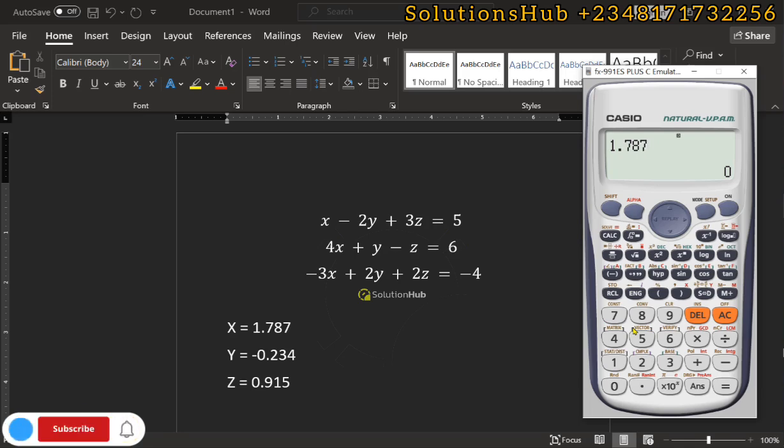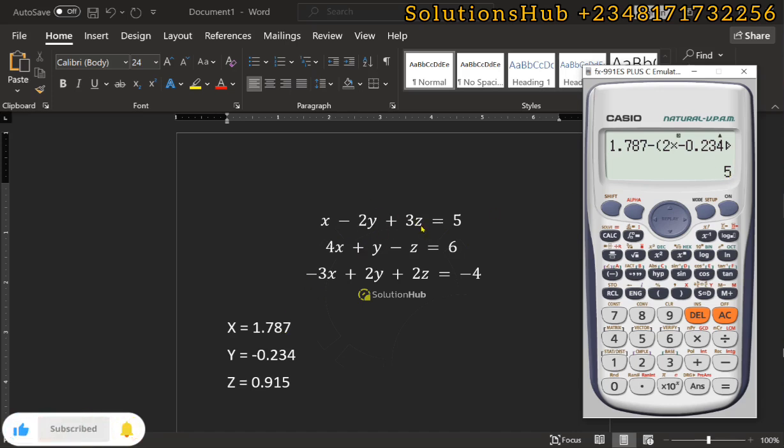Good. So we have minus, we open a bracket, 2 times our y, minus 0.234, right? We close that bracket, then plus our z. Let's also open a bracket for that. So we have 3 times 0.915. So we have simplified that equation 1. So let's click on equal to. You see now that we have 5, right? Good. So this actually satisfies the equation.